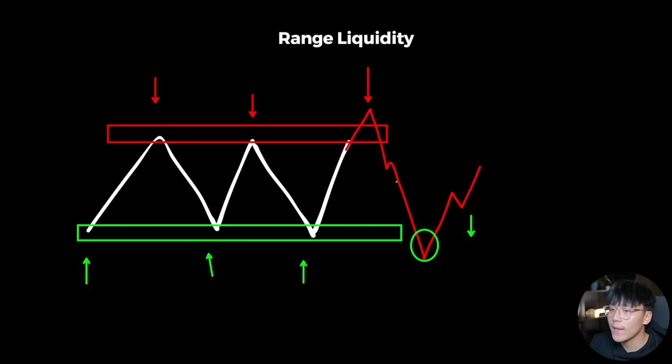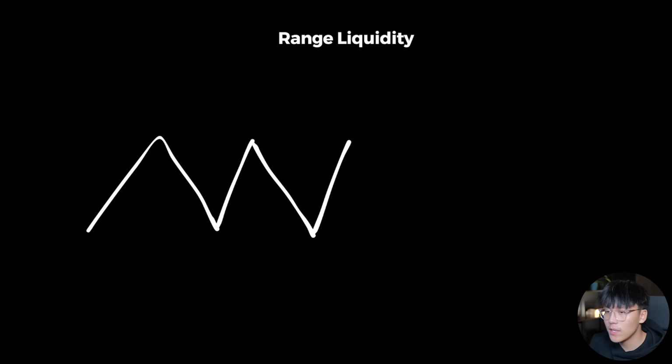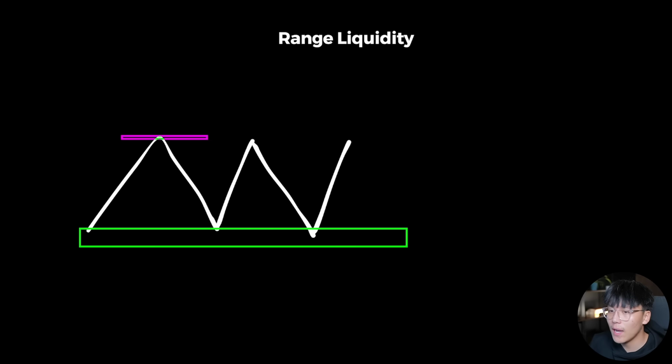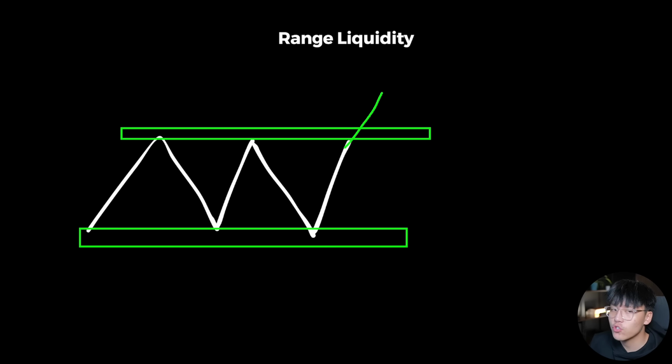The only way I personally play range liquidity is when price creates a high and a low, and we have a break above the range with strong displacement, and then we have a retest of this level for that continued push towards the upside. Or if price breaks back underneath the range, right, strong displacement, a retest of this level for a continuation back towards the downside.